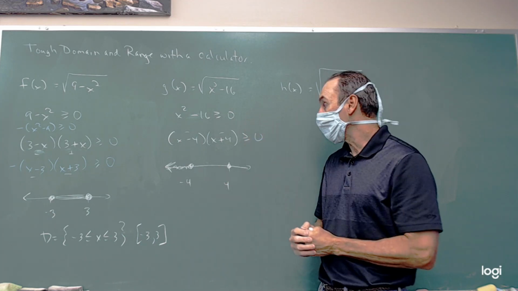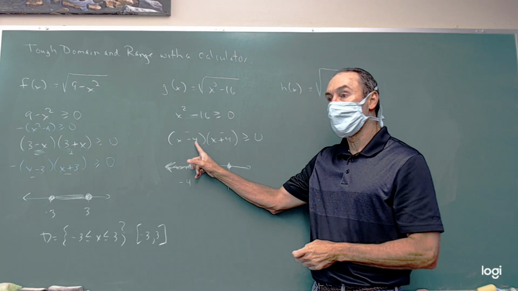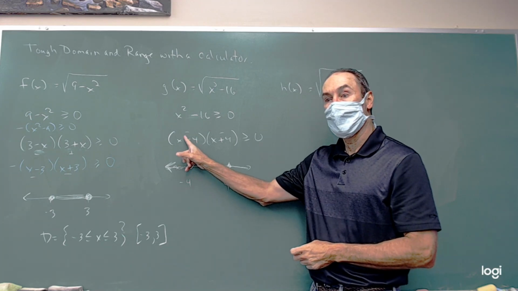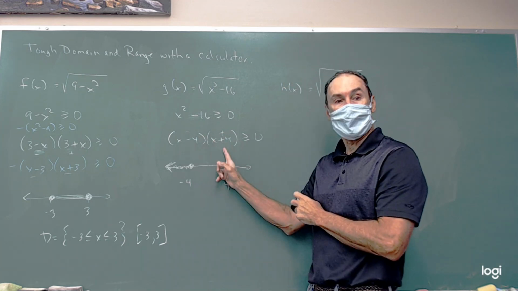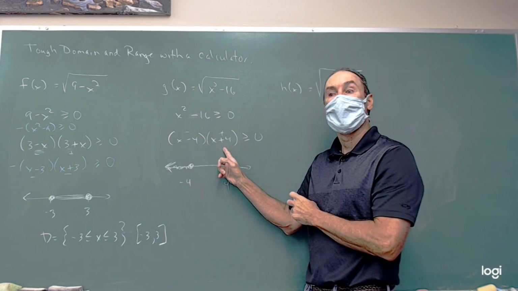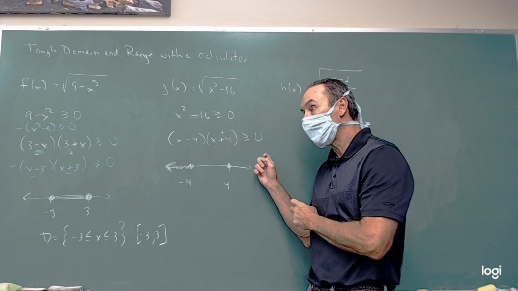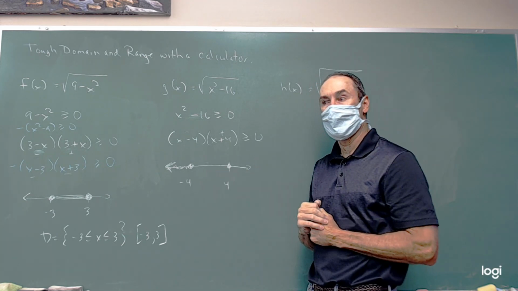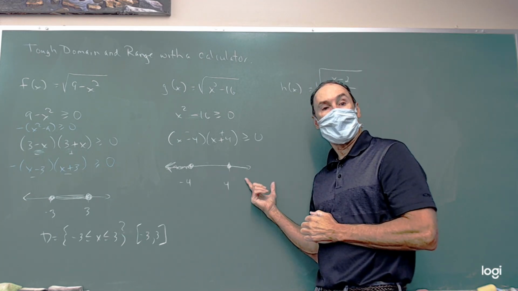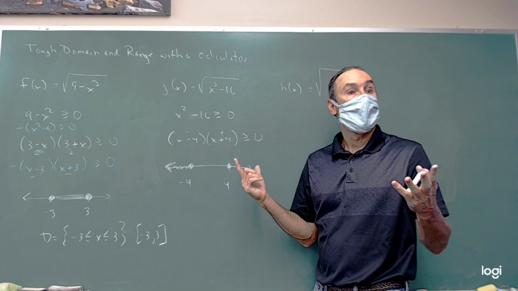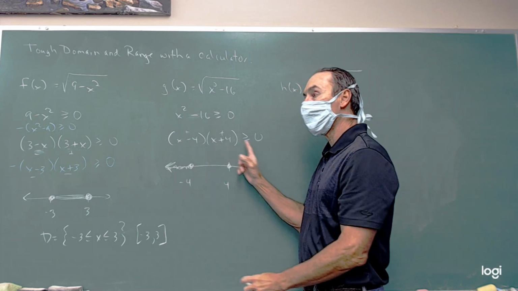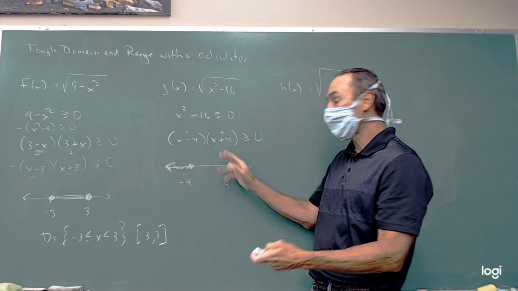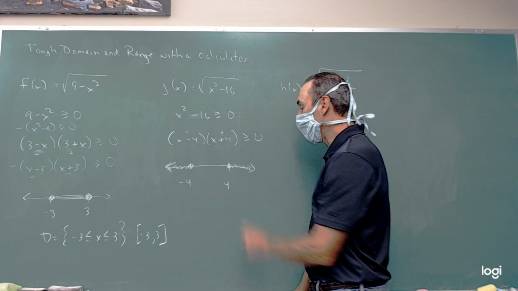Represented from the middle region, anybody? 0 is a great choice. 0 minus 4, positive or negative? Negative. 0 plus 4, now we're positive. Negative times a positive is negative, not greater than or equal to 0, not in the domain. Represented from the far right region? 6. 6 minus 4 is positive, 6 plus 4 is positive, positive times positive is positive. That's going to be in the domain.